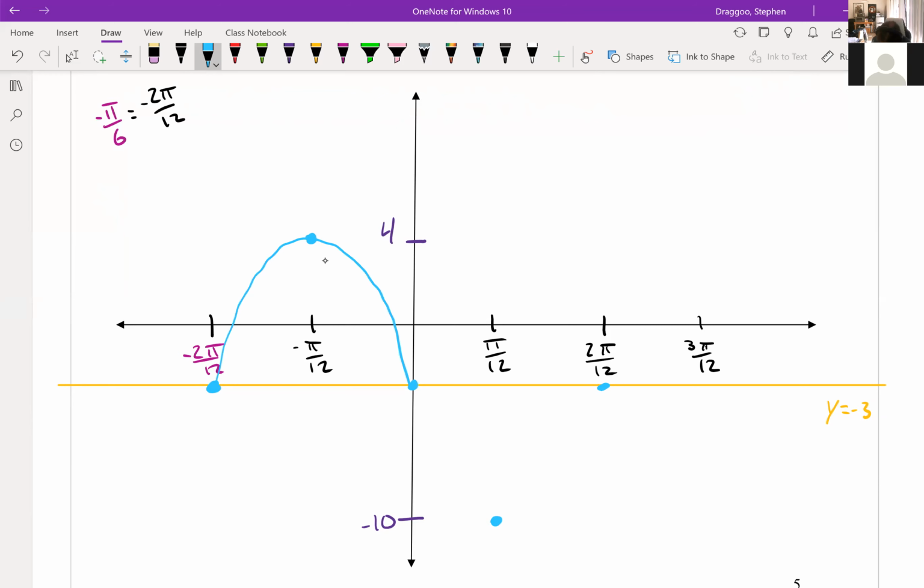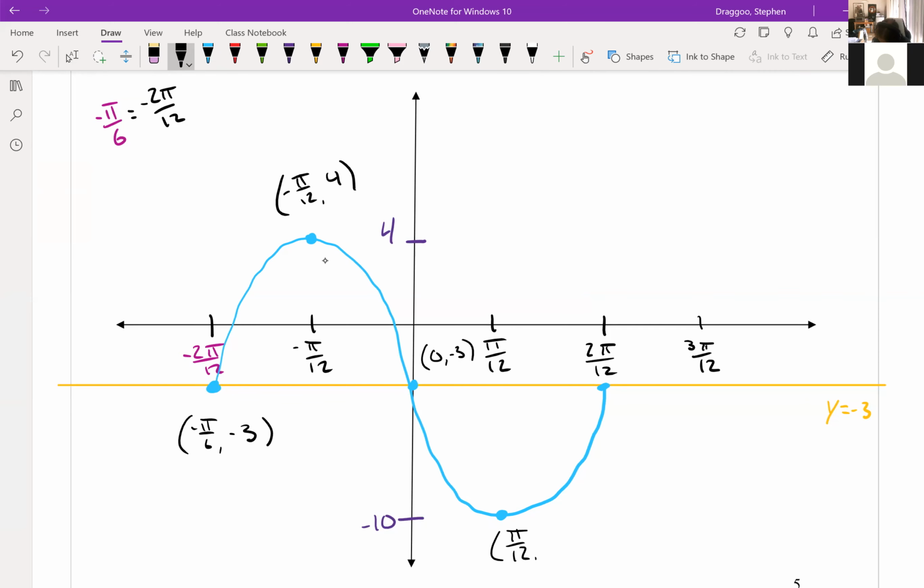Then I'll connect these dots like so. Maybe move that one so it kind of lands on the graph that I drew. And cool, that's good enough for a sketch. If we come through and label all of these points, what we're looking at is negative pi over 6, negative 3. We've got negative pi over 12, 4. We've got the point here at 0, negative 3. Pi over 12, negative 10. And pi over 6, negative 3.